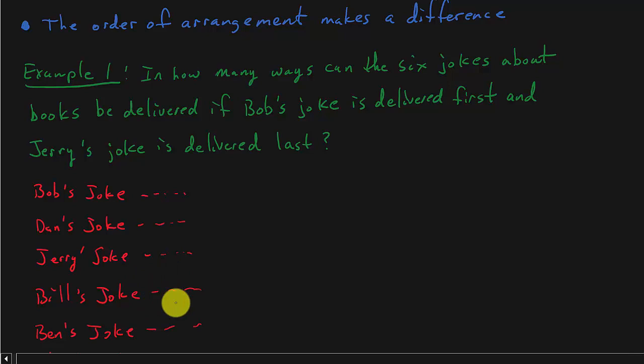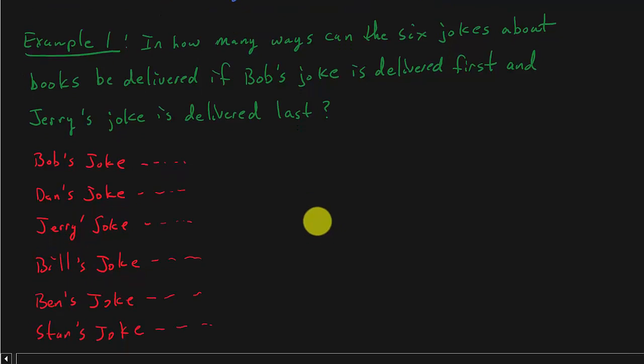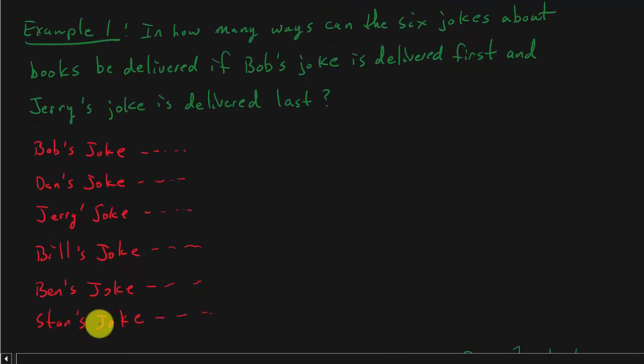I'm just using this as his joke, this is Dan's joke, this is Jerry's joke, and so on. All right. So what we're doing here is they're going to tell 6 jokes. Each person has a joke. So here's the 6 people: 1, 2, 3, 4, 5, and 6. All right. So how can they be delivered? If Bob's joke is delivered first and Jerry's joke is delivered last.